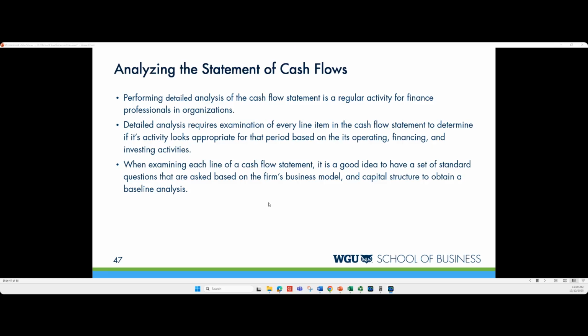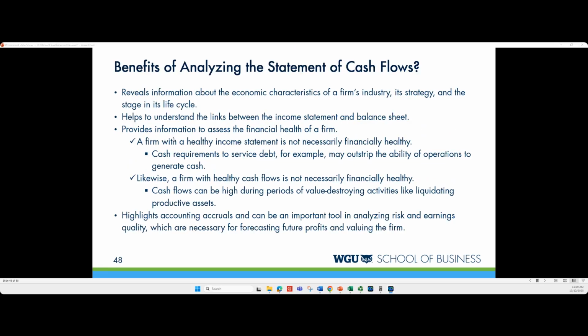So when you're performing this cash flow statement analysis, you typically start with a list of standard questions that are based on the firm's business model, and then you add more as you learn the details. Having a good set of standard questions helps you develop a baseline analysis. Now, I'm not going to go over all these questions in detail, but analyzing the cash flow statement helps show the firm's economic characteristics. It helps us identify what stage of the life cycle the business is in.